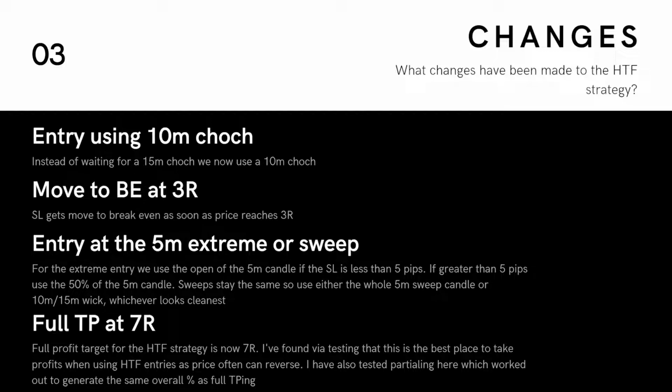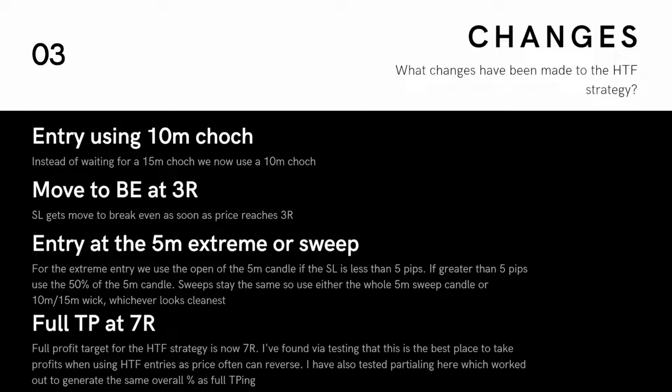If the stop loss is greater than 5 pips, then we can use 50% of the 5-minute candle. If the stop loss is less than 5 pips, we can use the open of the 5-minute candle. And this allows us to keep the stop loss down. So a lot of the time, you're not going to see a stop loss above 5 pips. It's always going to be either below 5 pips or around 5 pips, like 5 or 6 pips. This is obviously great for risk to reward, as well as getting our risk off quickly.